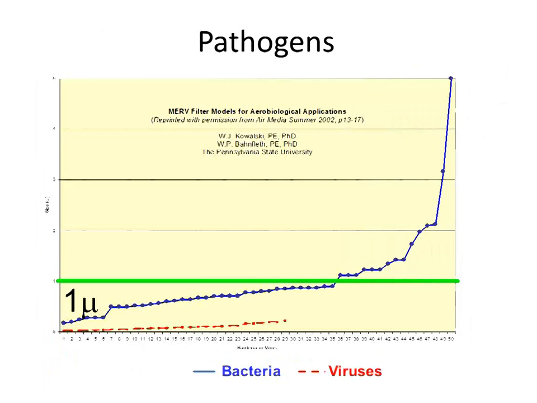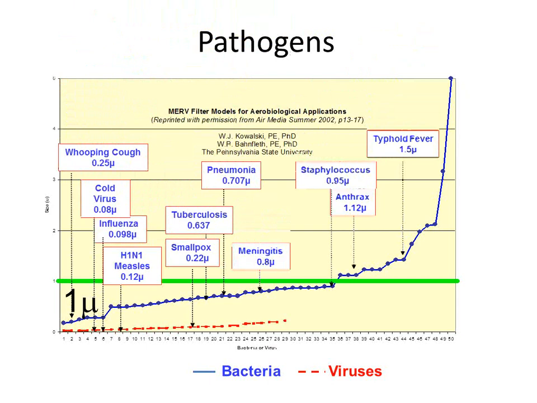Now, here are some pathogens. Here's kind of a scary thought. That green line is the 1 micron line. Cold virus. All the viruses are down here at the bottom. They're less than 0.01 microns. Measles, smallpox, tuberculosis. As you get to the 1 micron, you get to anthrax. We're okay. Anthrax will get back to the main air handling unit to be filtered out. Typhoid fever? Yeah, no problem. But everything under the 1 micron line is not going to get back to that air handler.